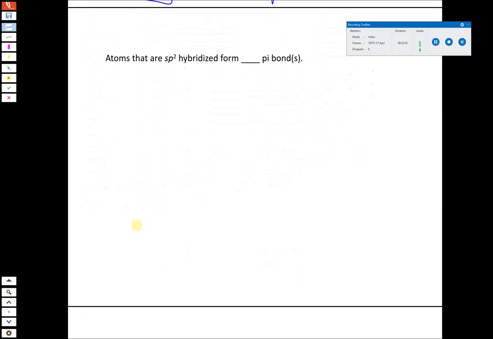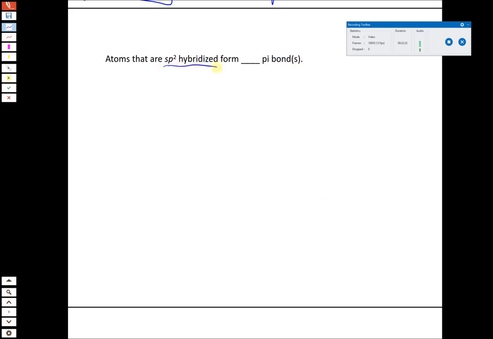Alright, and then the last question here asks us to think a little bit in more detail about the bonding in hybridized atoms. This was a fill-in-the-blank question, and it says atoms that are sp2 hybridized form blank pi bonds. We're looking for how many pi bonds can be formed when you have an sp2 hybridized central atom.